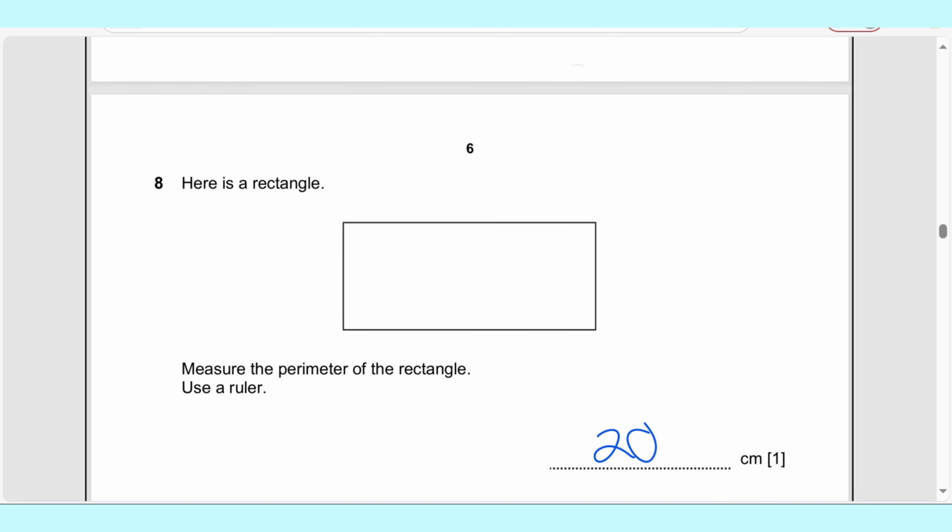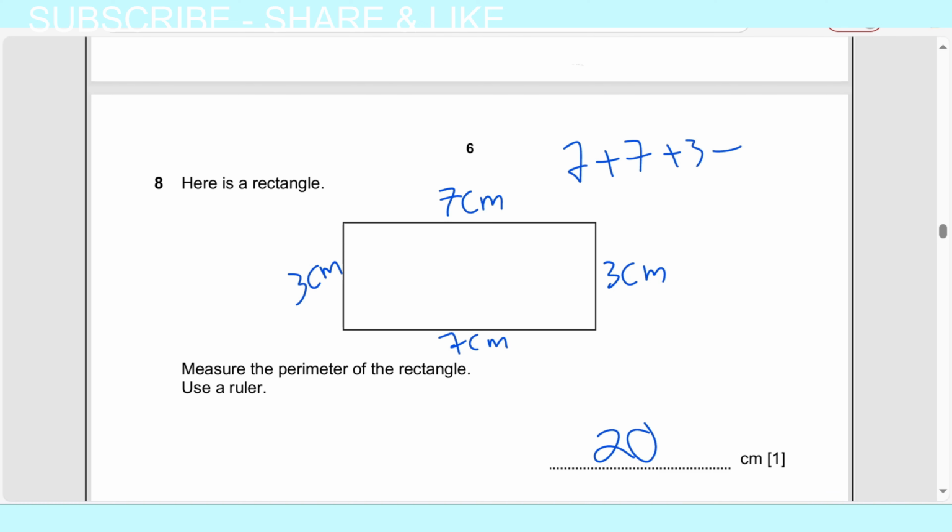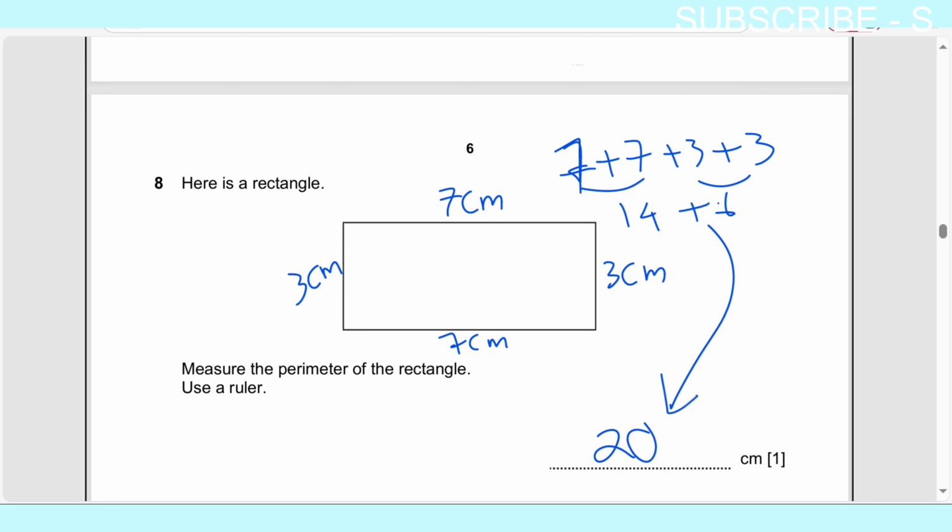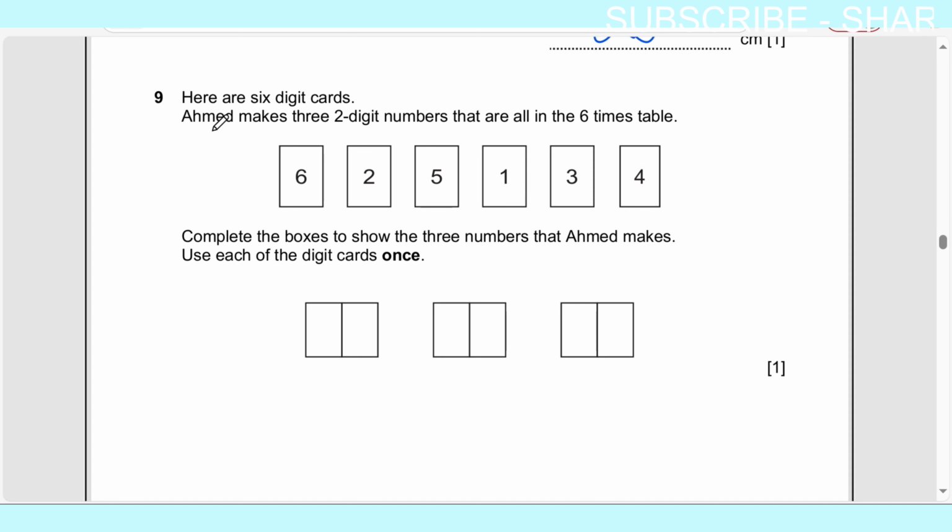So how do we get the answer? Let's say we measure with a ruler and this is 7, and this will be, let's say, 3. So we just add them all, because perimeter is we add all the edges here. So 7 plus 7 plus 3 plus 3, that totals up to 14 plus 6 equals 20. Okay, now we are in question 9.